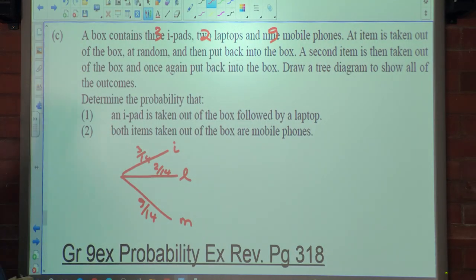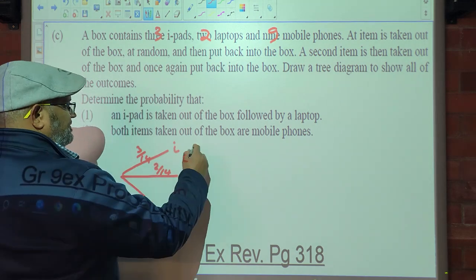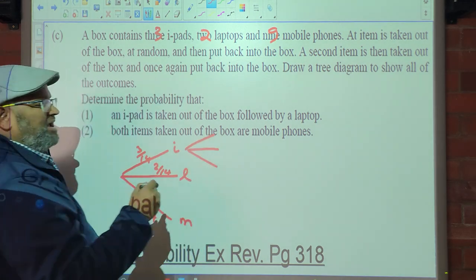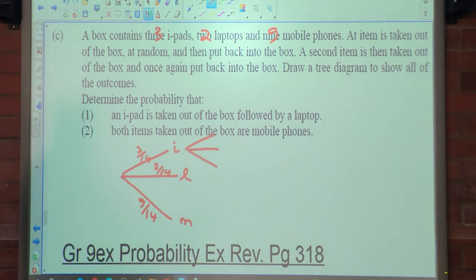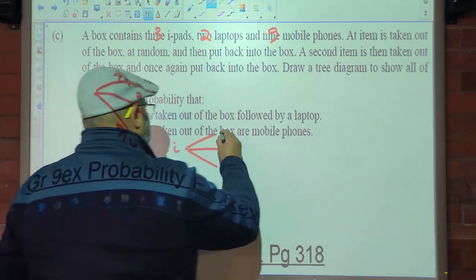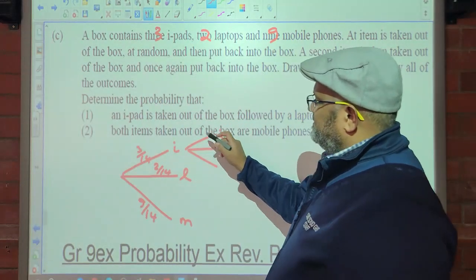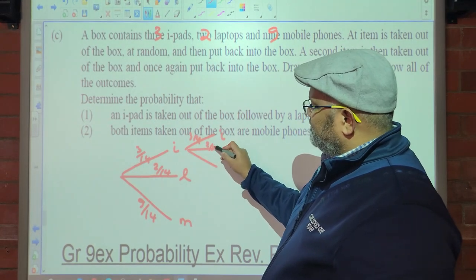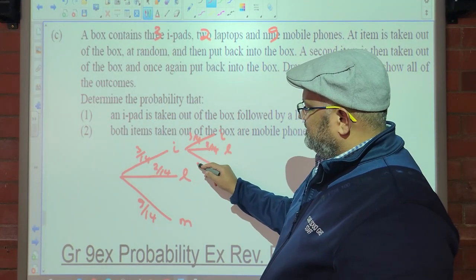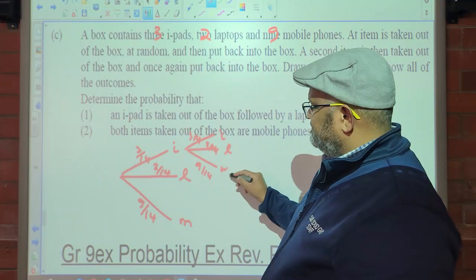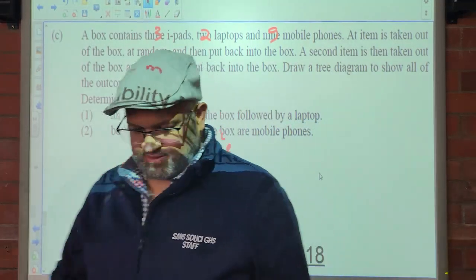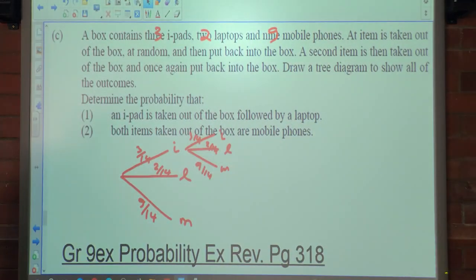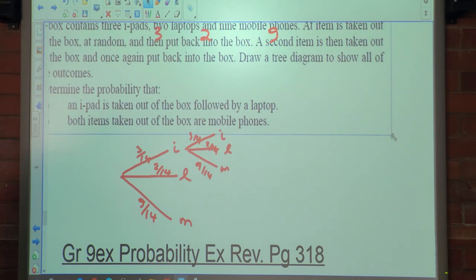Okay. So this is the first draw. Because we're putting it back, the chances of us drawing an iPad again is the same. 3 out of 14. Laptop? 2 out of 14. And then 9 out of 14. You guys understand? So let's draw it a bit bigger and make this a bit smaller.